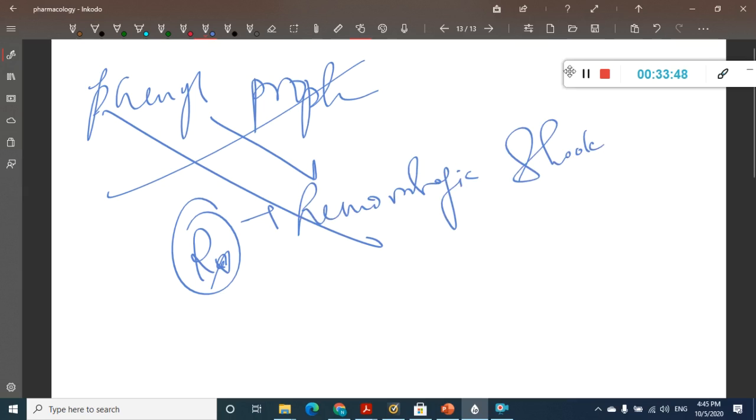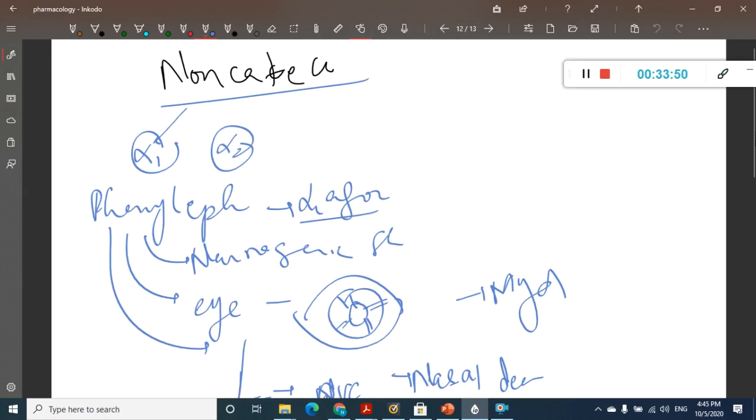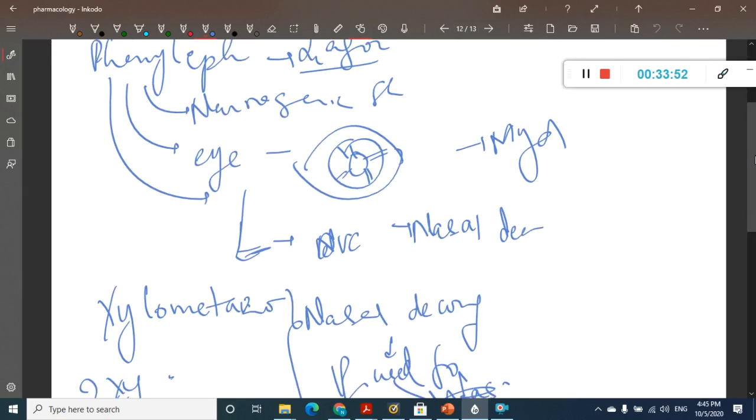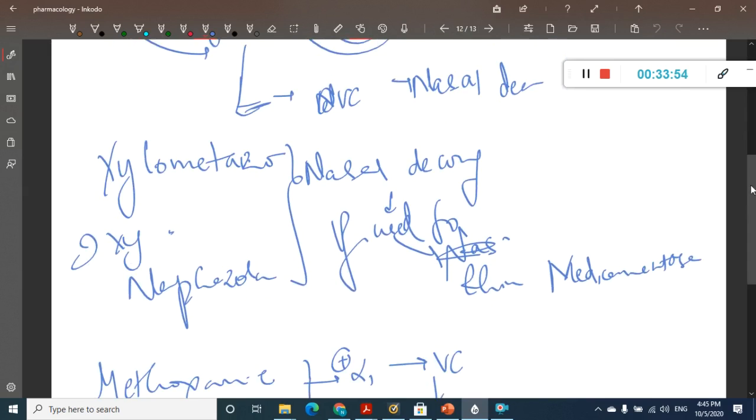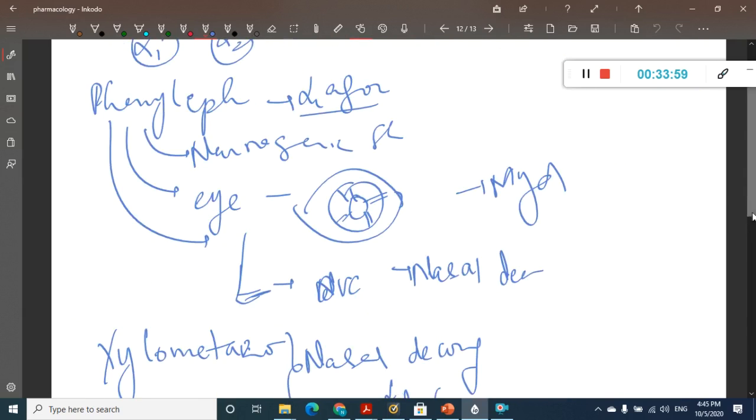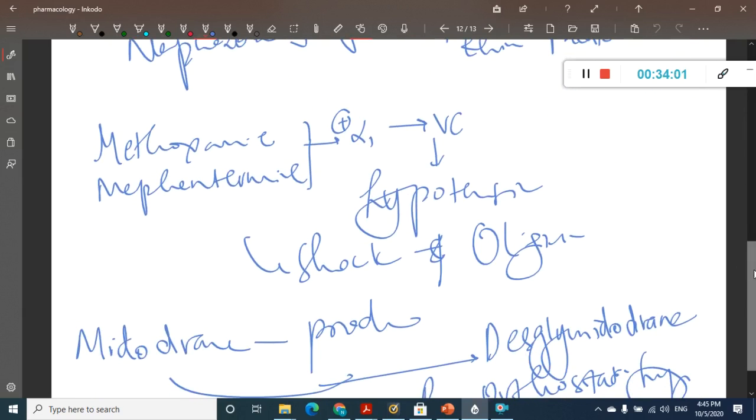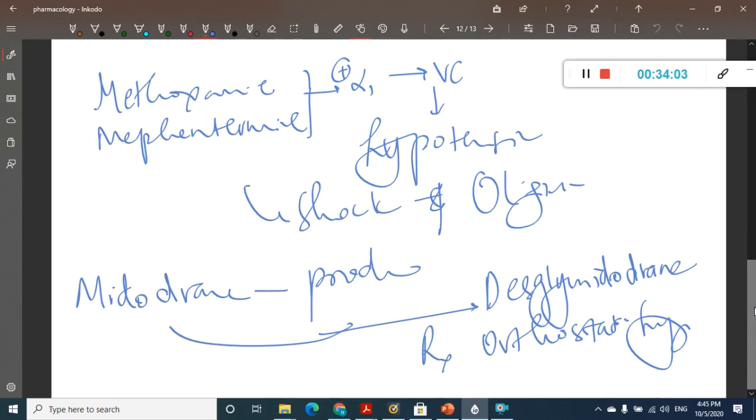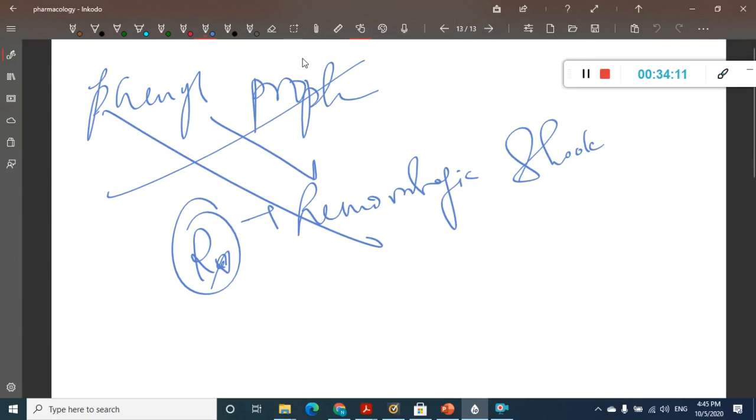Okay, so if you see, we have 5 different drugs, which is phenylephrine. Then we have xylometazoline, oxymetazoline, and nafazoline, which are used as nasal decongestants. Methoxamine and mephentermine are used in hypotensive states and shock without oliguria. Midodrine, which is a prodrug, is converted into desglymidodrine and used in orthostatic hypotension, whereas phenylpropanolamine is banned because of increased risk of hemorrhagic stroke. Okay, so these are the different drugs.